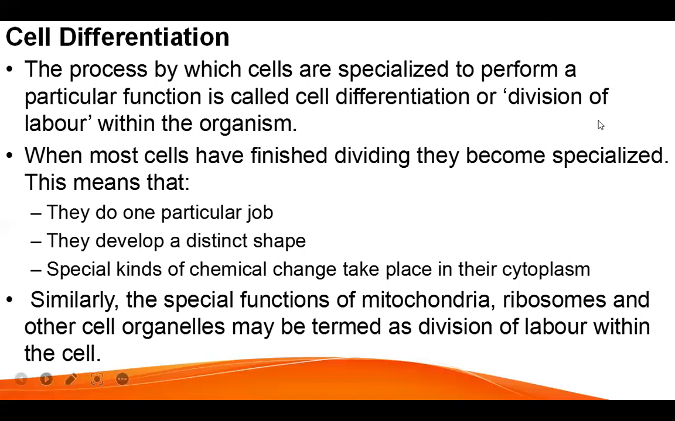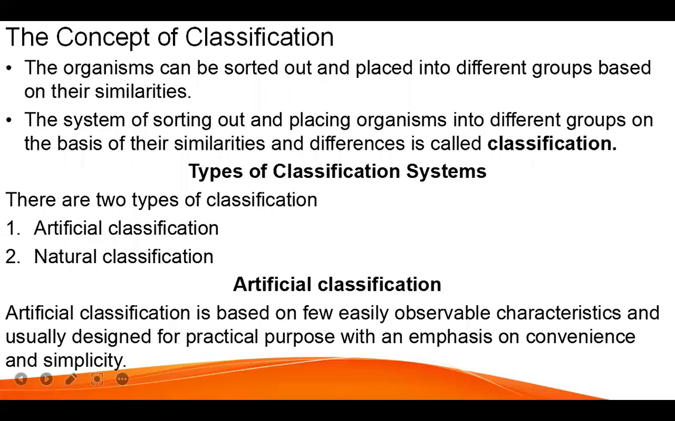Jumping to the other topic, today we are going to talk about classification, starting with the concept of classification. Organisms can be sorted and placed in different groups based on their similarities and also their differences. The system of sorting organisms into different groups on the basis of their similarities and differences is what we call the classification of organisms.